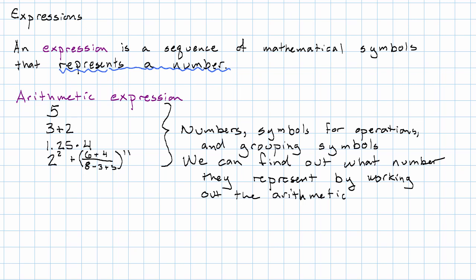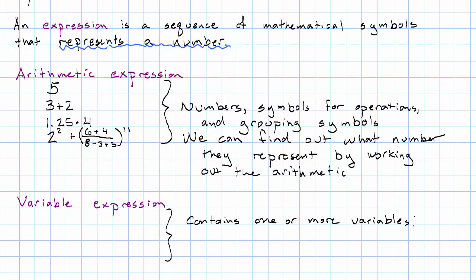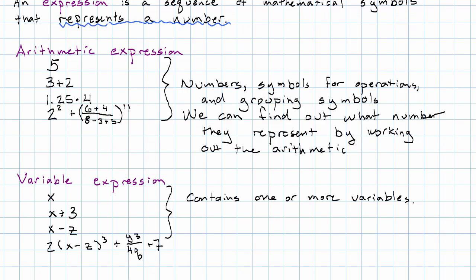Another kind of expression that we will see regularly is a variable expression. The way that we'll recognize a variable expression, it's very simple. A variable expression contains one or more variables. So it might contain just a single variable. It might contain a variable along with some numbers. It might contain several variables. It might contain lots of variables and numbers. But regardless, it contains one or more variables.